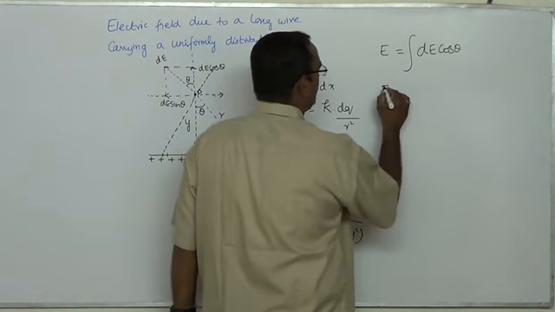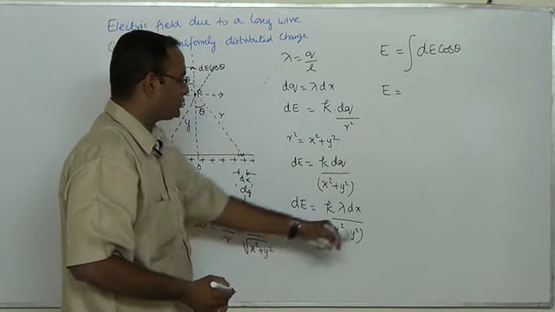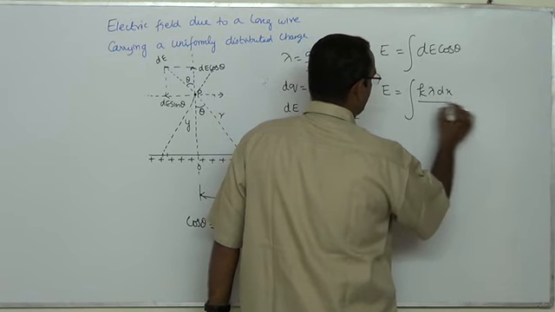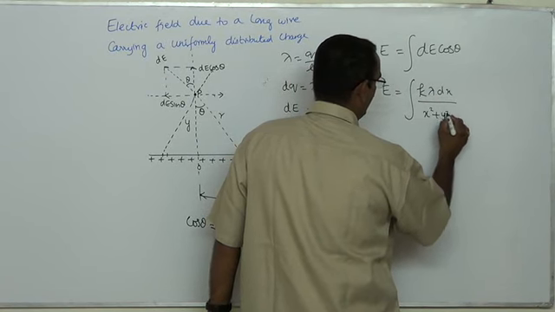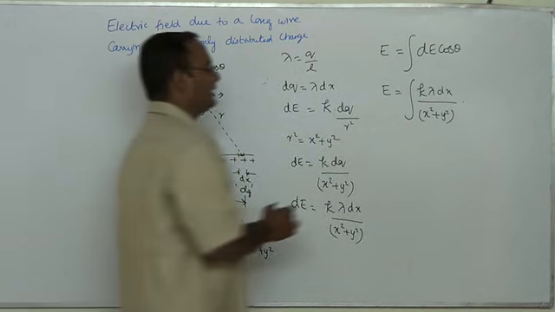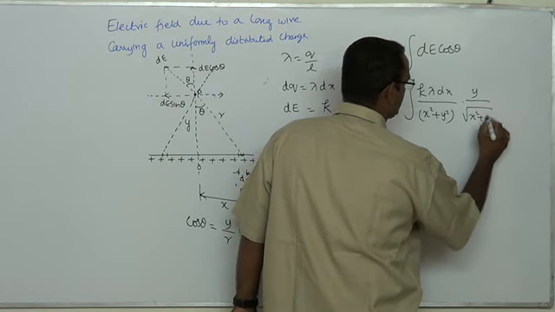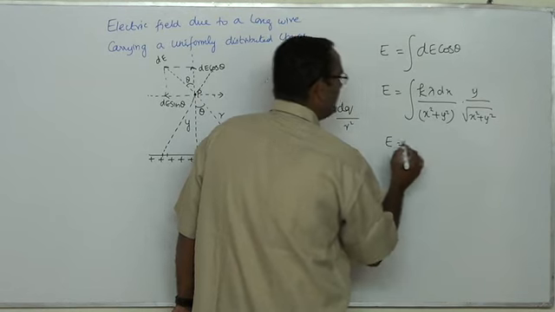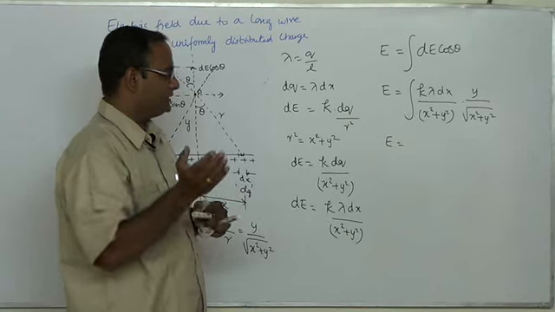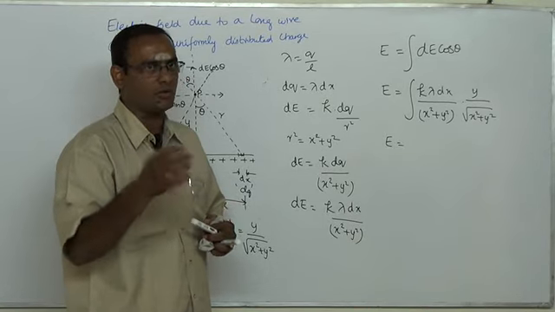Hence substituting the dE value, k into lambda dx divided by x square plus y square, multiplied by cos theta. Cos theta is y by root of x square plus y square. Now I can take all the constants outside. K is a constant, we can take it outside. Lambda is the linear charge density, which is also a constant.